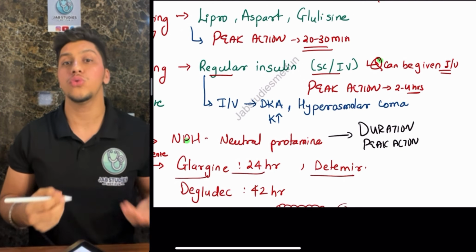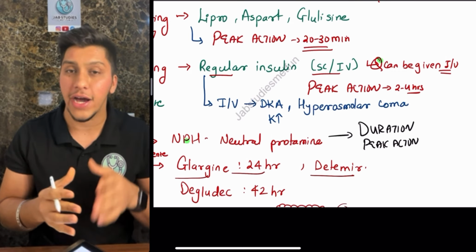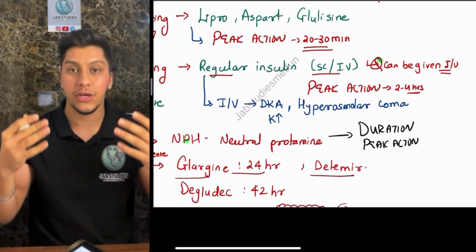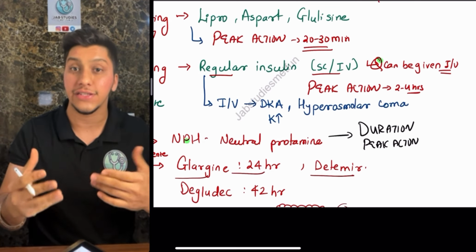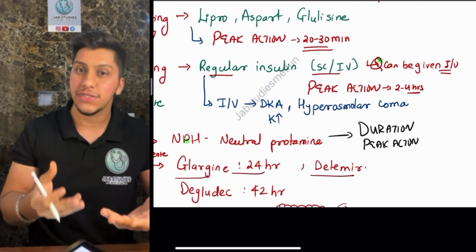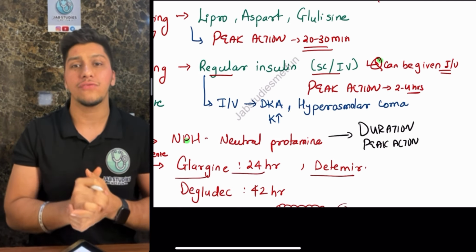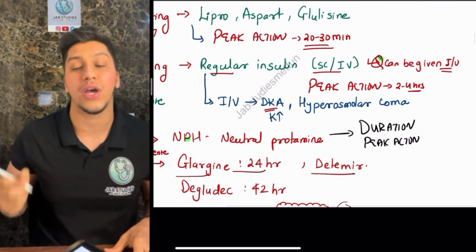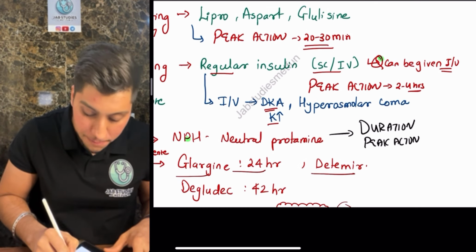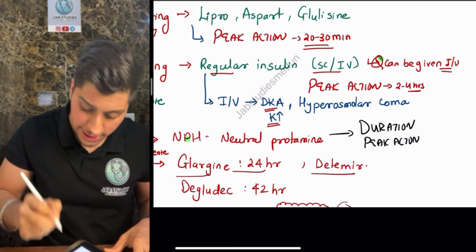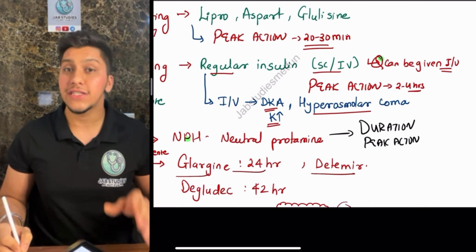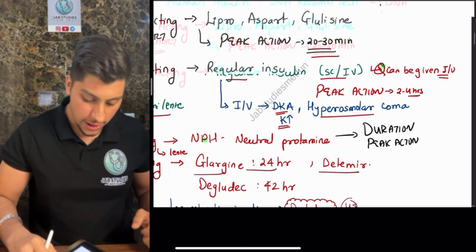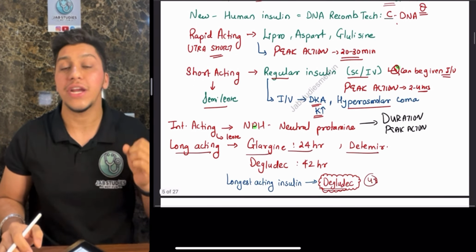Now why do you give IV? IV has 100% bioavailability, so our desired result can be achieved fast, in an emergency condition. In which conditions will you give regular insulin by the IV route? Conditions like diabetic ketoacidosis, hyperkalemia, and hyperosmolar coma. These are the conditions where you will give regular insulin intravenously. After short acting, you will have the intermediate acting.